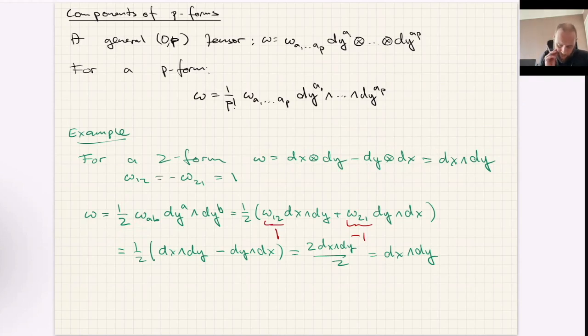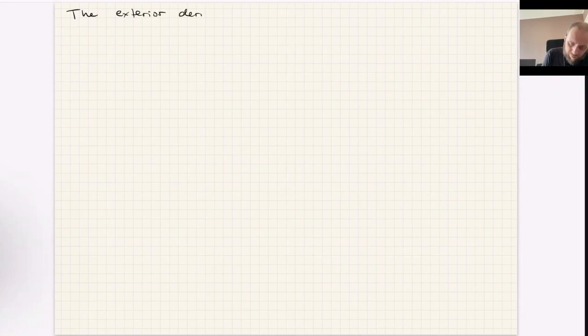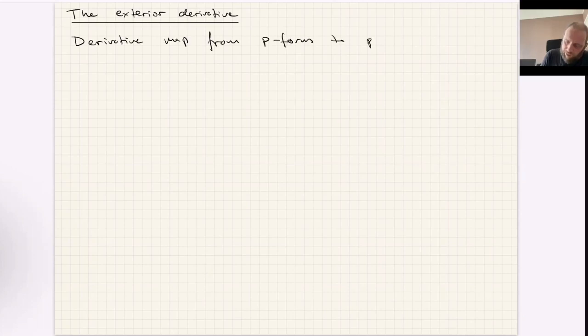Okay, there is another interesting property here. We've been discussing derivatives, and there is a particular derivative of p-forms, which is called the exterior derivative. It's a derivative map from p-forms to p+1 forms. And we define it as follows.